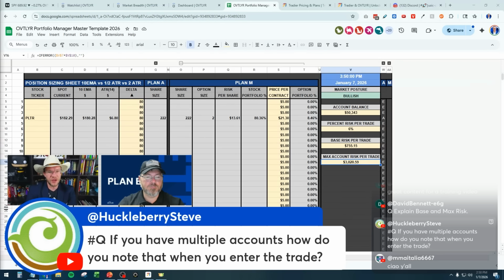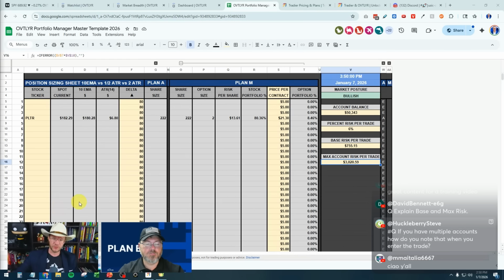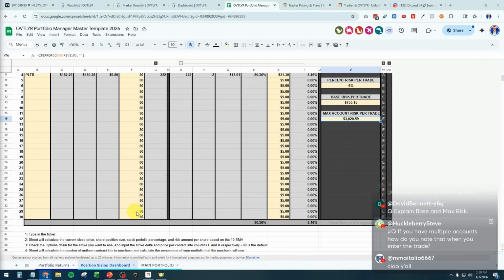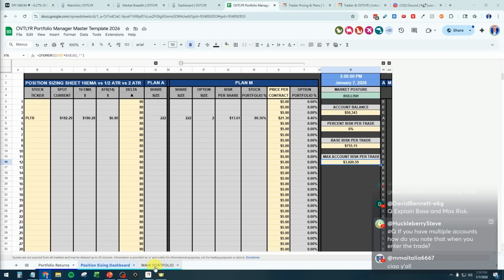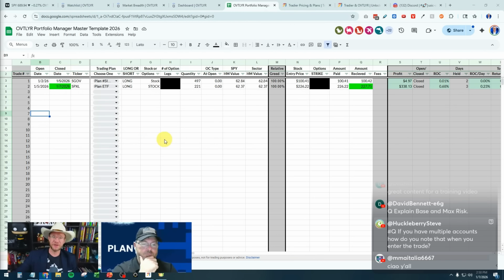Huckleberry Steve, if you have multiple accounts, how do you note that when you enter the trade? In that case, honestly, I would duplicate the main portfolio tab, and then you can keep track of it, because let's be realistic here. If you're running the same plan in multiple accounts, the only thing you're changing is quantity. You might have a couple pennies difference here and there, but the only thing that should be changing is quantity.